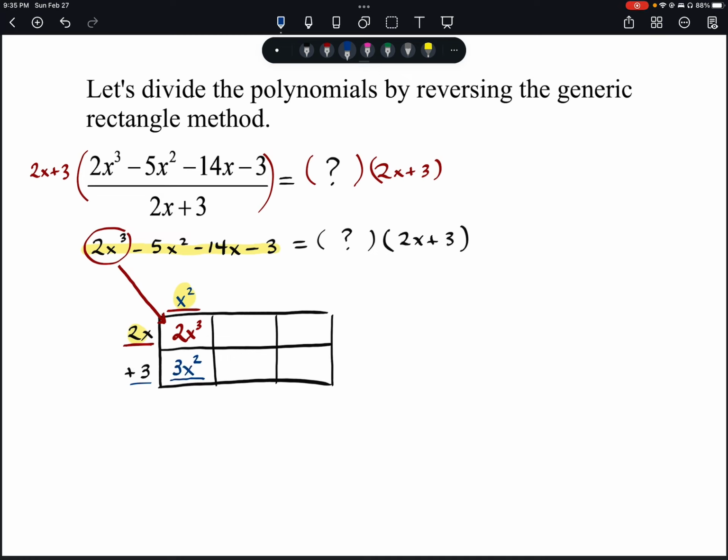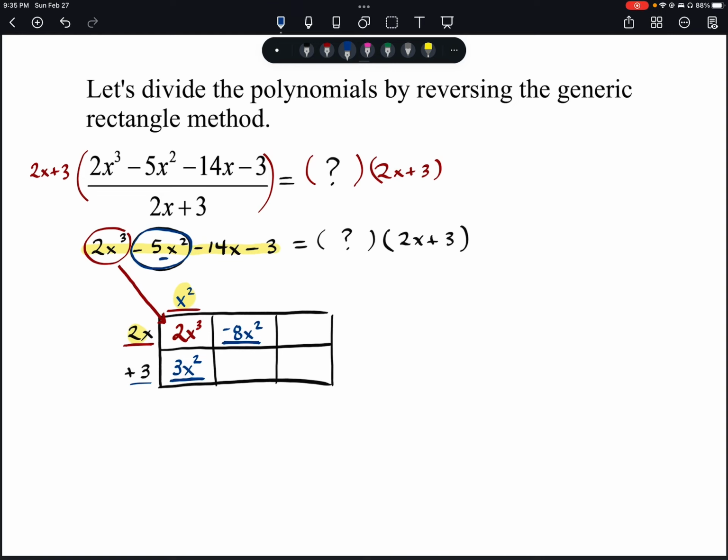And now when we look up at the top back here, we know we have an actual total of negative 5x squared. So when I take the positive 3x squared that I have here and add it to this missing part, it should give me the negative 5x squared. So 3 plus what gives me negative 5? Well, that should be a negative 8x squared, because negative 8x squared plus 3x squared gives us a total of negative 5x squared.